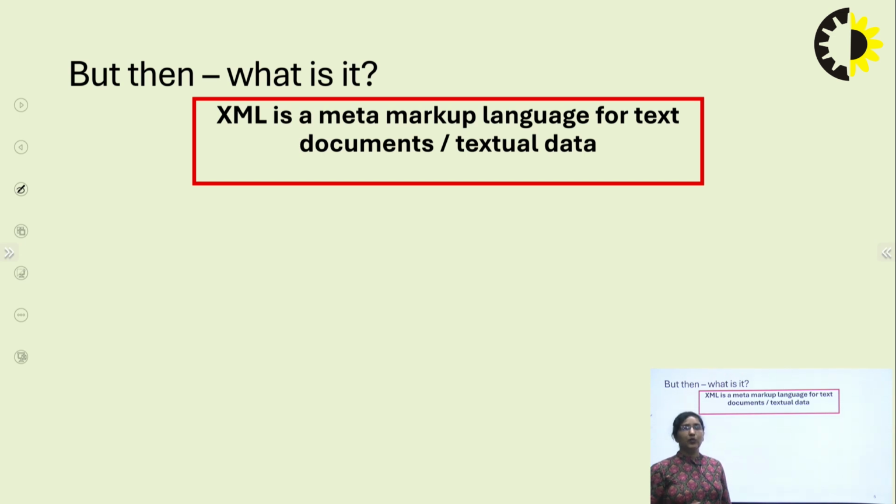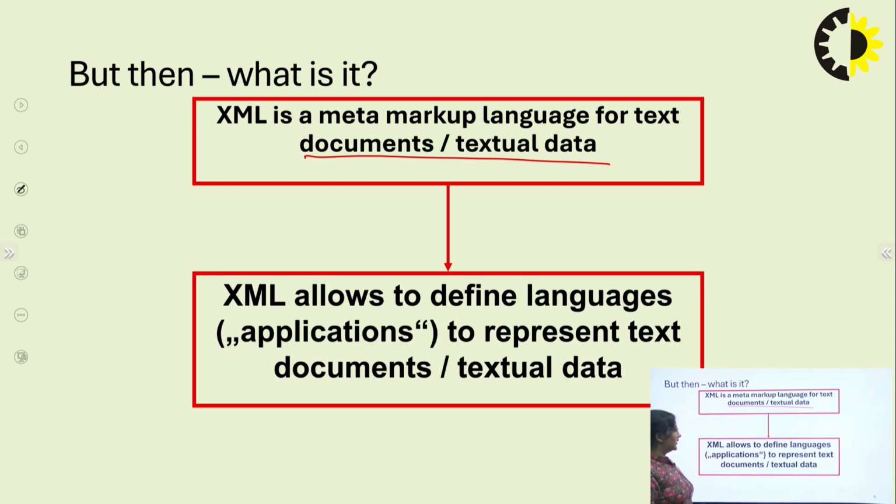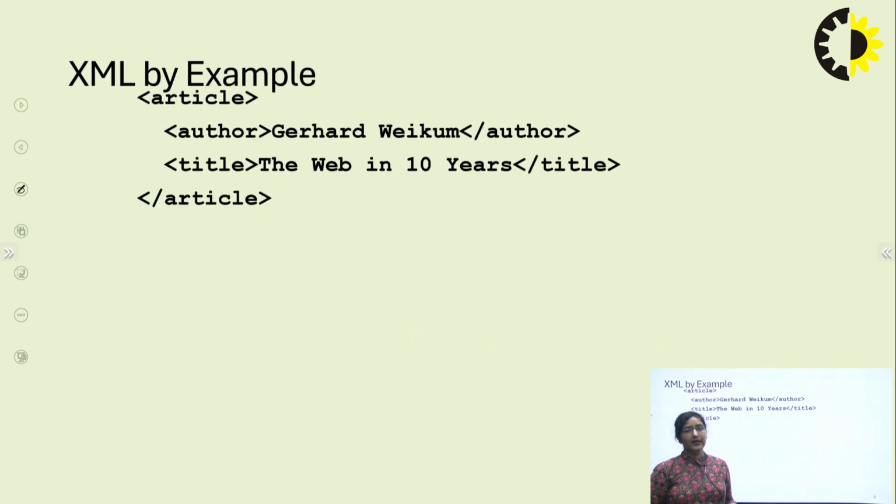Then what is it? XML is a meta markup language for text documents or textual data. We can say it is a markup language, but what type? It is a meta markup language for text documents or textual data. XML allows us to define languages and applications to represent text documents or textual data, so that the text can be displayed without any hassle.